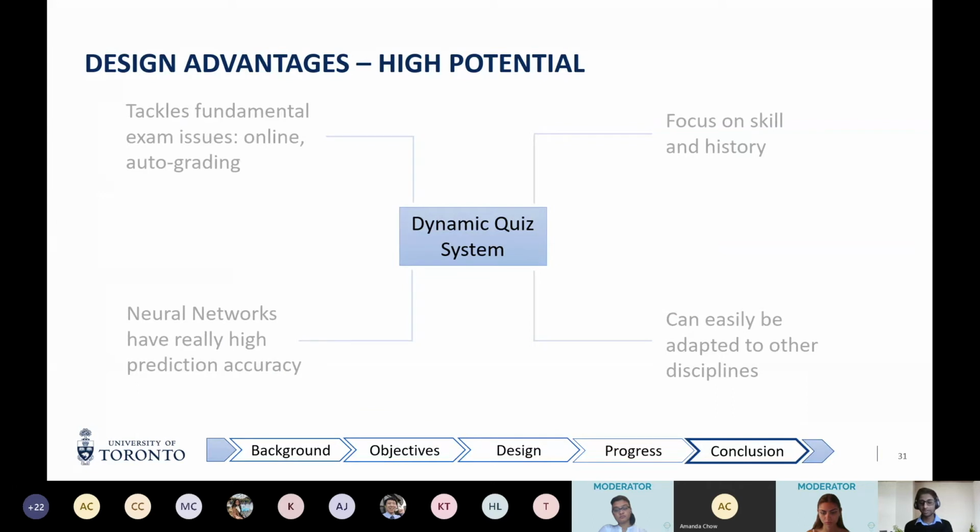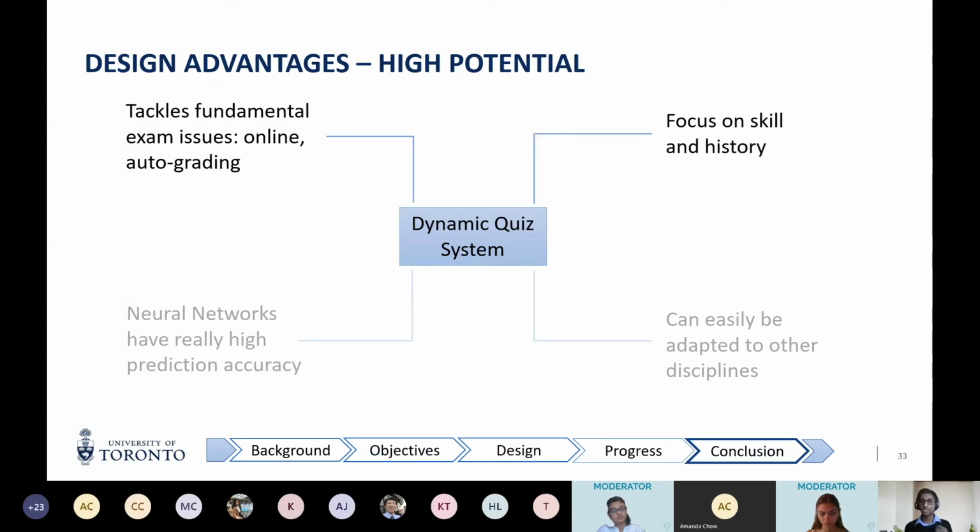A perfected dynamic quiz system has a high potential because of the following 4 reasons. First, it tackles the fundamental issues with examinations. Since it can be held online, it completely eliminates the costs involved in an in-person exam. Since the evaluation module can be coded to auto-grade questions, it can drastically reduce the time that feedback reaches a student, again, as compared to any in-person examination.